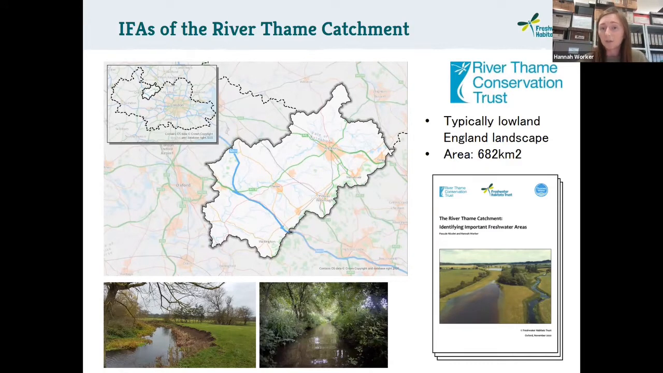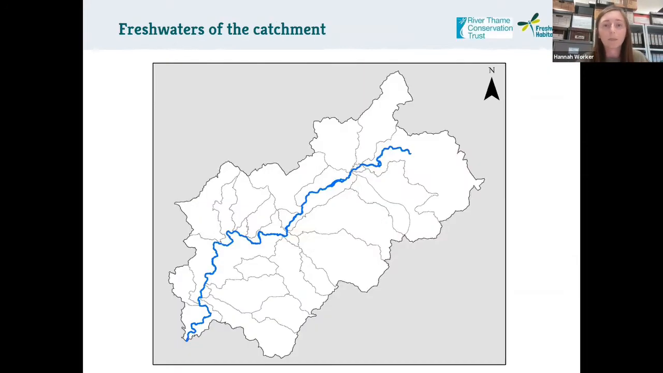So the River Thame catchment is pretty typical of lowland England, so quite an intensive landscape. There are issues with water quality, widespread issues from sewage, runoff, a wide range of things. And quite a few settlements dotted in between.